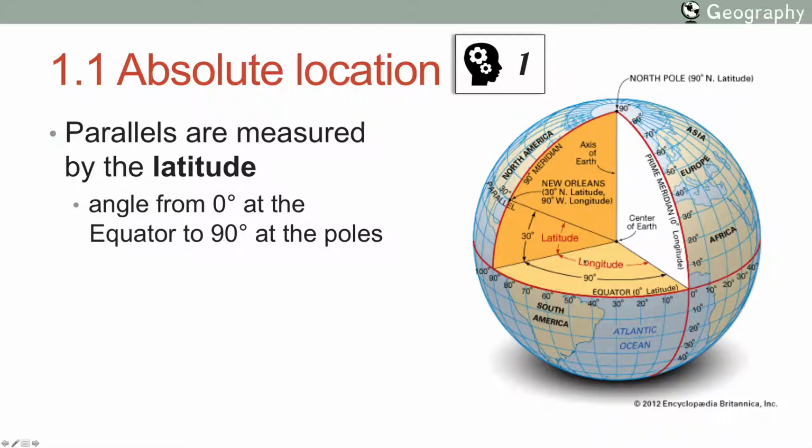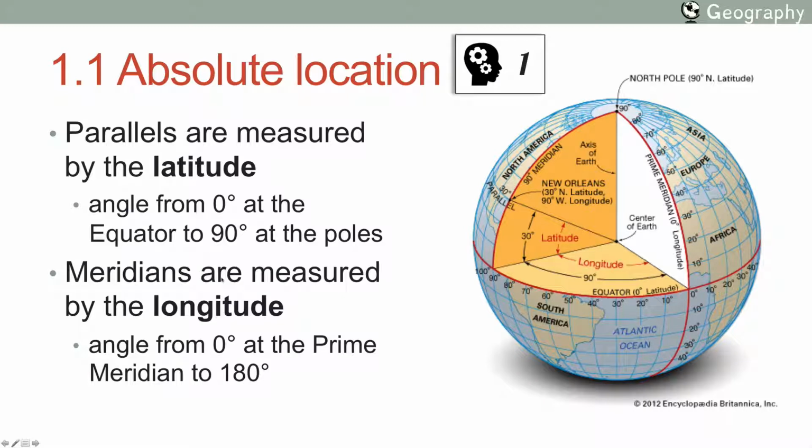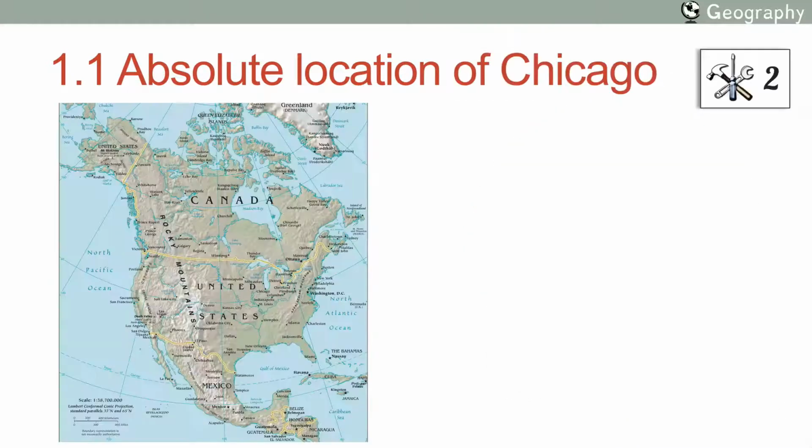The second coordinates, the meridians, are given by the longitude. The longitude is an angle that starts here at the prime meridian, and it can range from 0 degrees to 180 degrees. 180 degrees would be halfway around the Earth, and that means the longitude could be either west or east. By crossing those coordinates, we can locate a place very accurately.